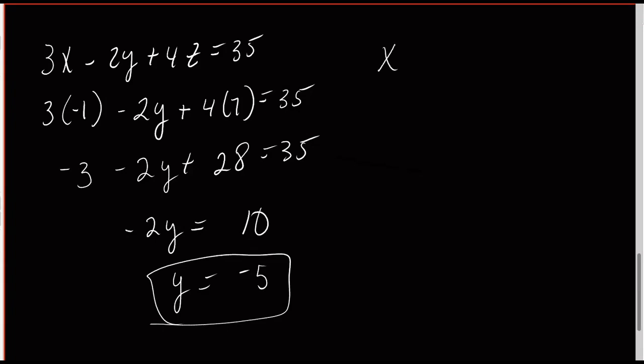So I know x, y, and z now. y is negative 5, x is negative 1, and z was 7.